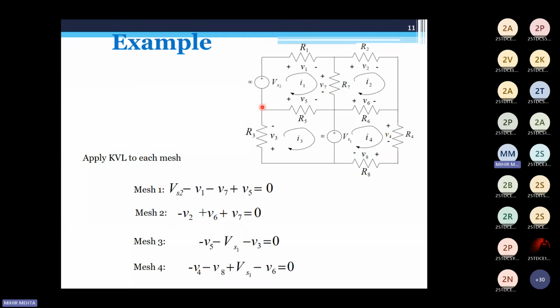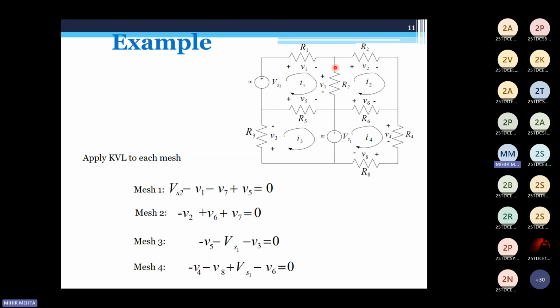Now if you move in this particular branch where you're moving from bottom to top, the first terminal that you come across is minus, immediately followed by your positive terminal. So minus to plus, as we have seen in the previous slides, this would be taken as positive Vs2. And since in this entire loop we have considered all the elements associated with this particular mesh, we take this equal to 0.